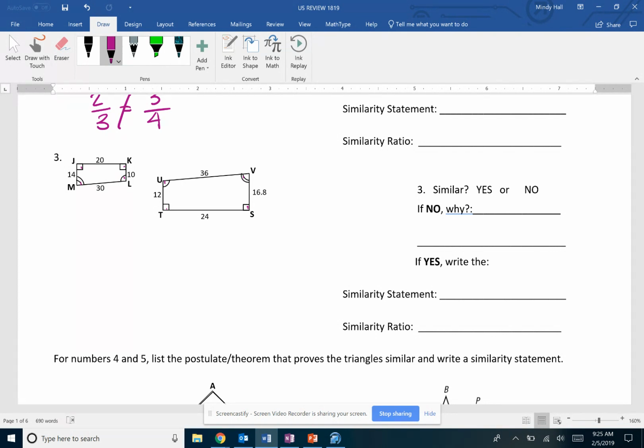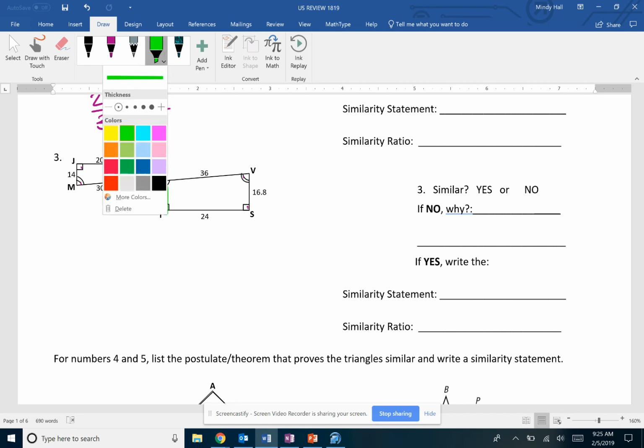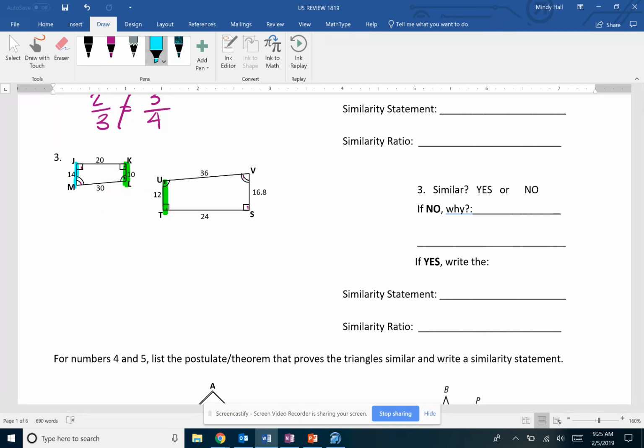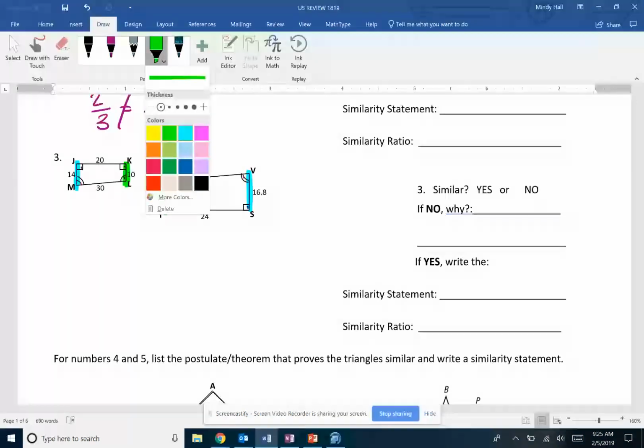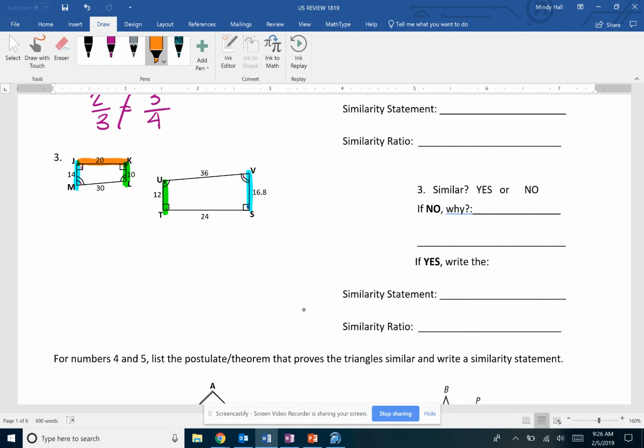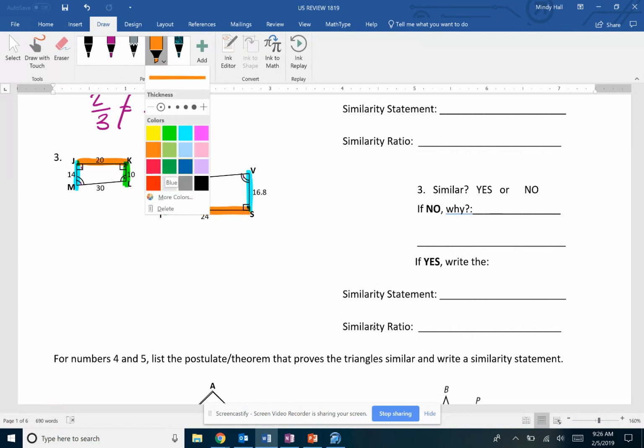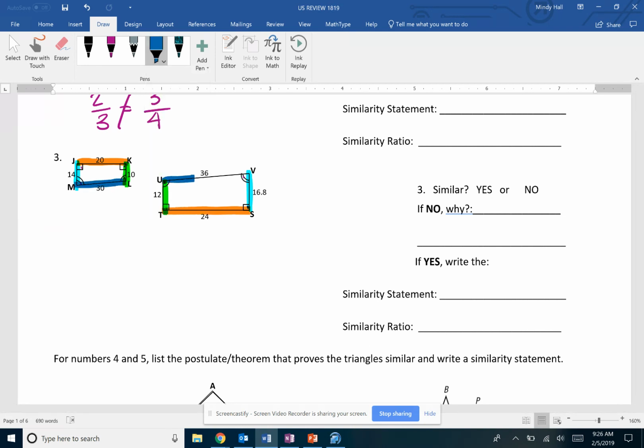And you want to be careful, because like KL, that goes from a 90 to a single, so that means it's going to correspond to UT. JM is going to correspond to VS. And then, let's do orange. JK is going to correspond to TS. And let's do dark blue. ML is going to correspond to UV.